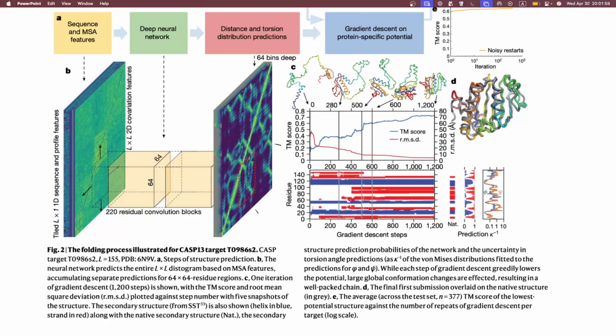TM score is a way to evaluate. Look from left to right: there is a score that is increasing, which is the stabilization. As I increase the stabilization by moving around the protein itself, it goes into a stable folding state. There are different steps that it's doing to fold.